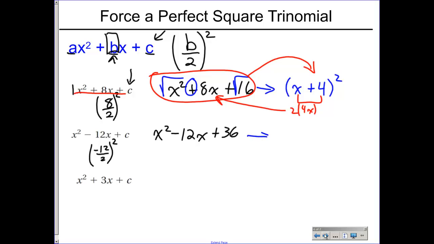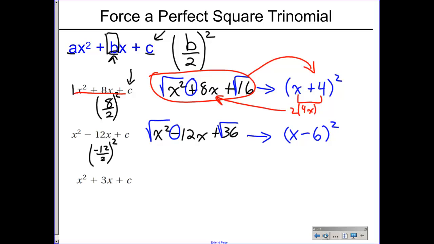Now we're going to write it into the pattern that fits the square of a binomial. So we're going to take the square root of the first term, that will give us x, the square root of the last term, that will give us 6, and the middle term carries a negative, so we're going to put a minus in between. So we have x minus 6 squared.